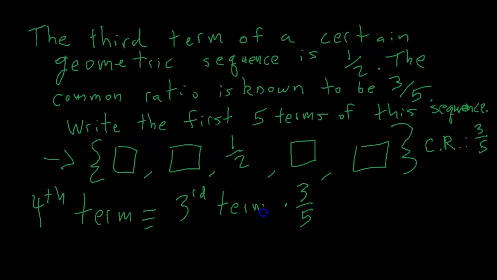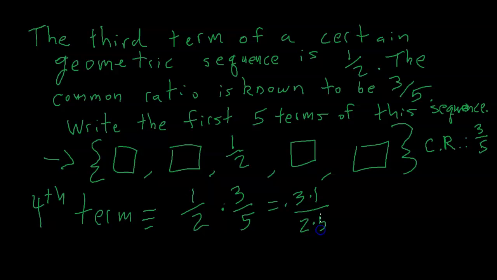Well, what is the third term? We know what the third term is. To find our fourth term, we are going to take our third term, 1/2, and multiply by our common ratio, 3/5. We know how to multiply fractions. You multiply across the numerator, 3 times 1, and across the denominator, 2 times 5, which becomes 3/10. So we found our fourth term to be positive 3/10. This isn't so bad so far, right?